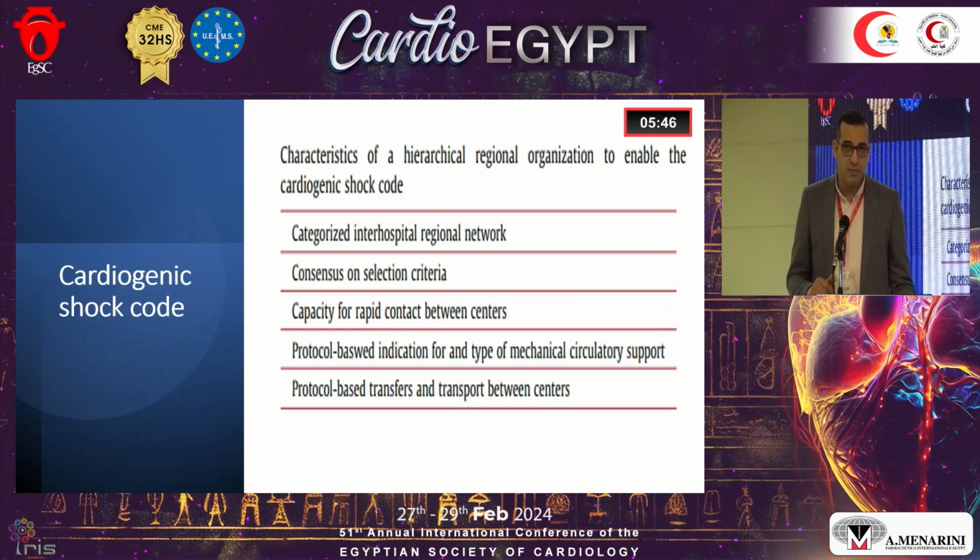What about this team? The cardiogenic shock code is a team of personnel and infrastructure. It has a leader, has the authority, and its role includes the selection criteria for cardiogenic shock, knowing the capacity for rapid contact between centers, and protocol-based indication for the type of mechanical circulatory support.